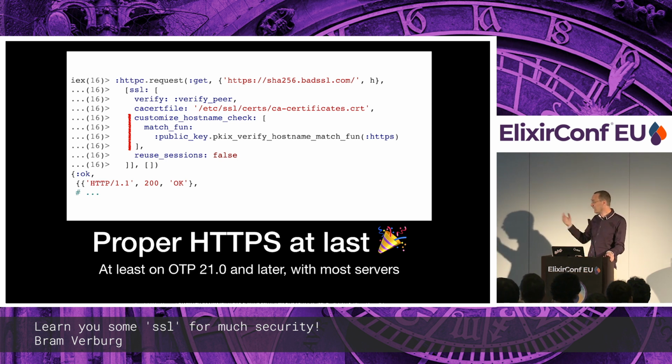And I said most servers because there are still some corner cases. For example, servers that use a cross-signed certificate. This is not handled very well by the OTP implementation. And another example is the OTP implementation is also very strict when it comes to the order in which the server presents its certificates. If you have a server that presents its intermediate certificates in the wrong order, or maybe has an extra certificate that maybe shouldn't be there, OTP will say, this is invalid.